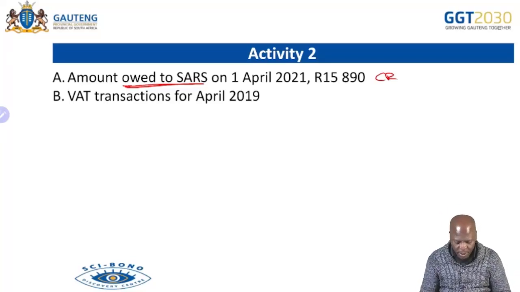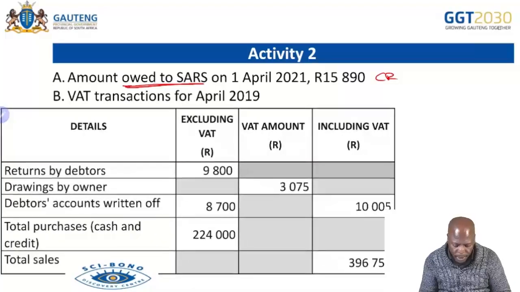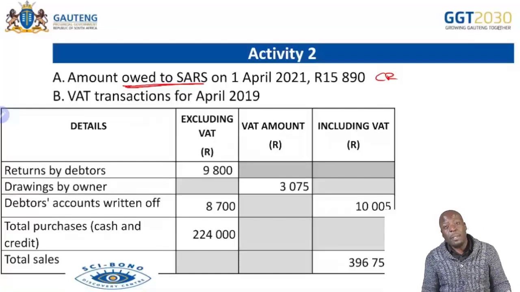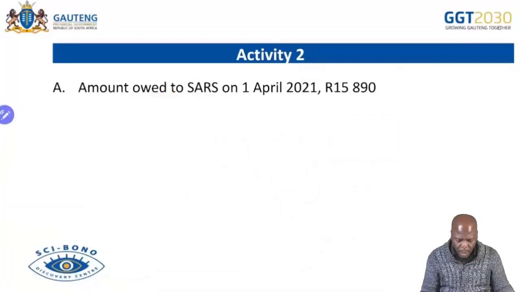Then VAT transactions, here we go. Here's the information. Okay, so returns, drawings, debtors accounts, total purchases, and total sales. So it's more or less the same as what we did in the previous question, but let's see how this will pan out. Let's quickly go.